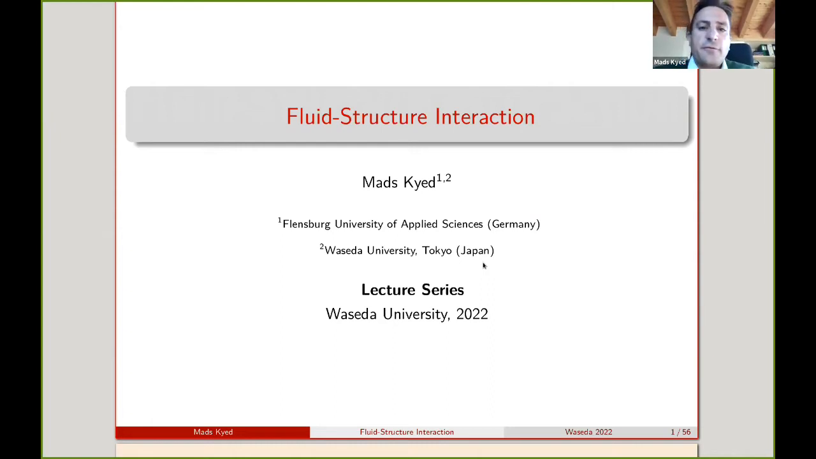I will talk about fluid structure interaction, which is a topic that I've been working on for many years, on and off. It's a topic that has a lot of open problems still, which of course from a scientific point of view is very interesting. It's also a topic where you find many applications of the mathematical theory. Also from an application point of view, it's interesting.